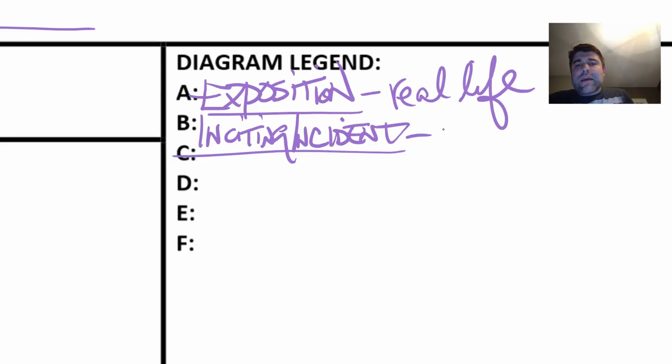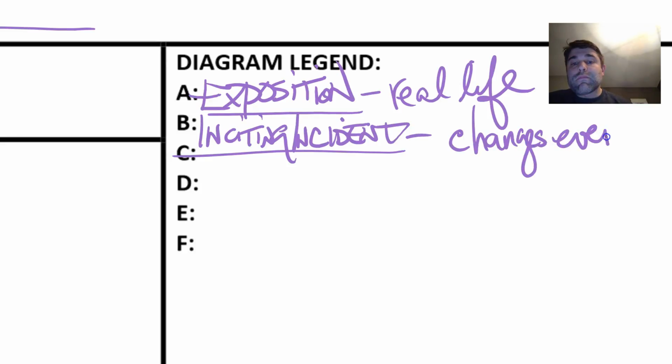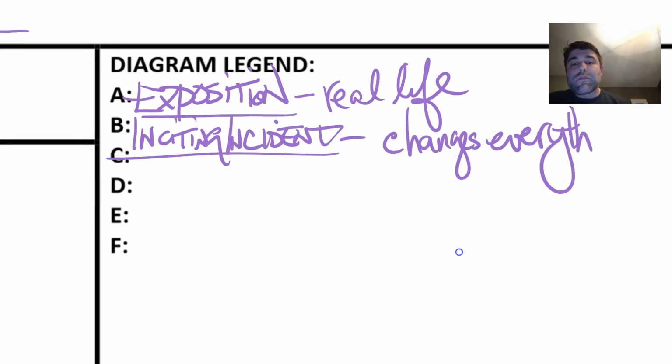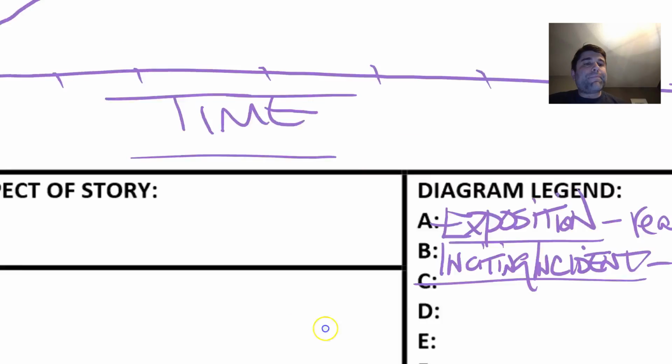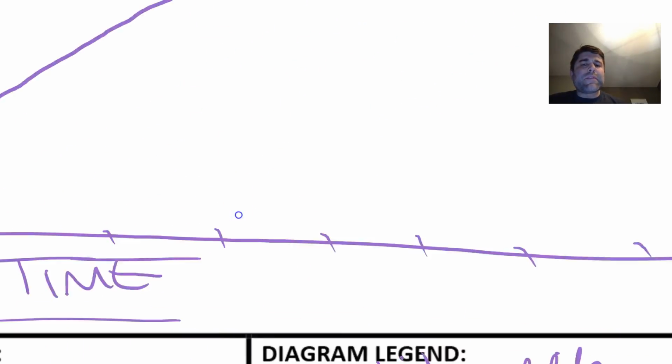Think about in Episode 4, for instance, when Luke comes home and finds his aunt and uncle murdered and burned to death. That allows the character to completely go off in a different direction, and Luke's life is never the same again. This is the point in that story that changes everything.